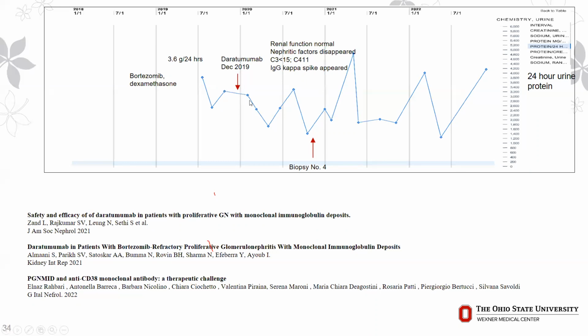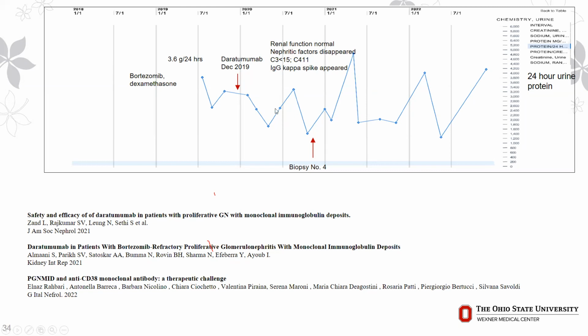It did show a reasonably good response. Proteinuria came down to less than 1 gram. The renal function remained normal, which is a good thing. The nephritic factors that she had, C3 and C5, both of them disappeared actually after starting daratumumab. Serum complement levels did remain low for quite a while.